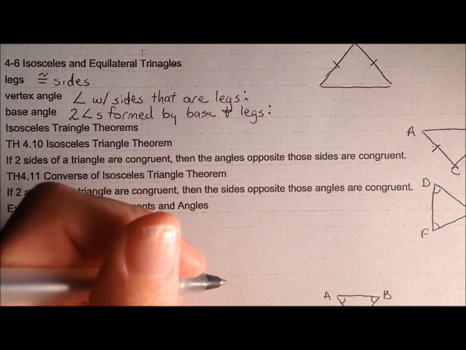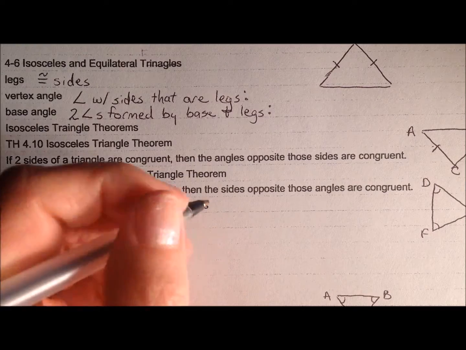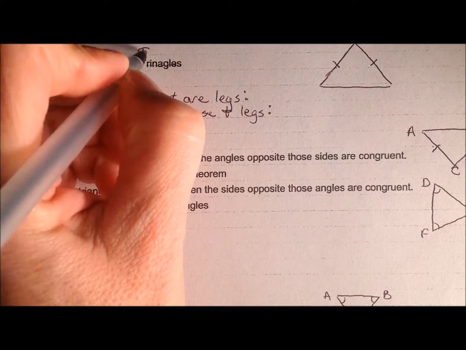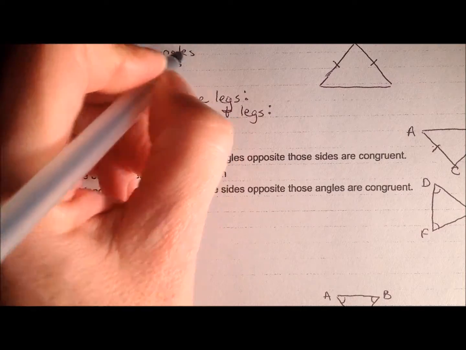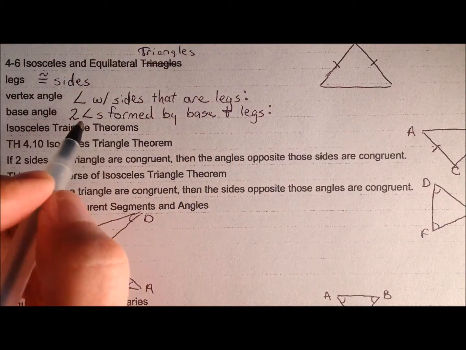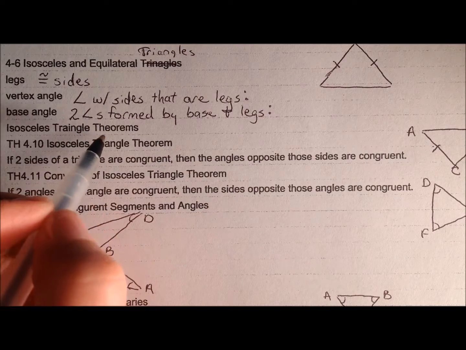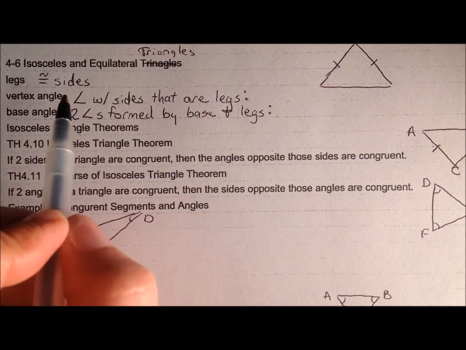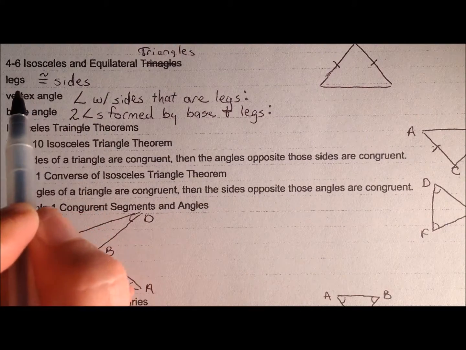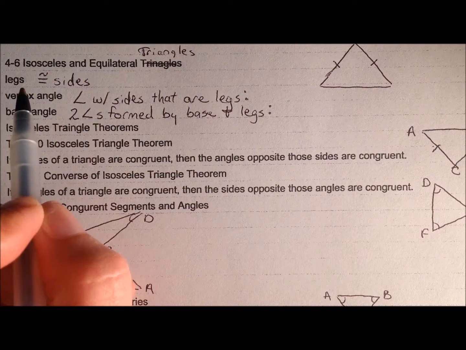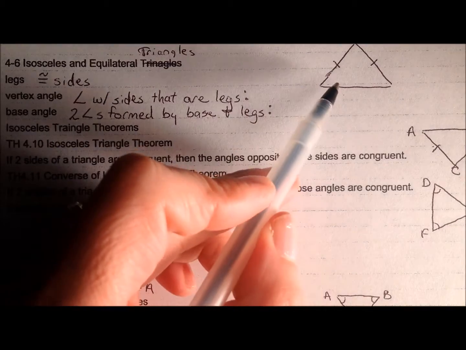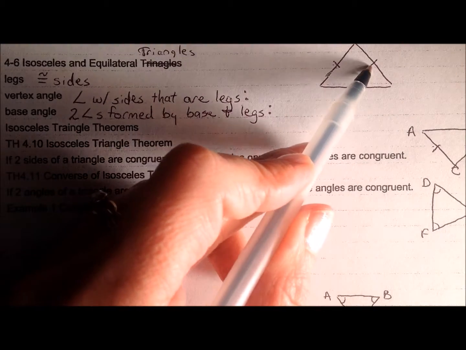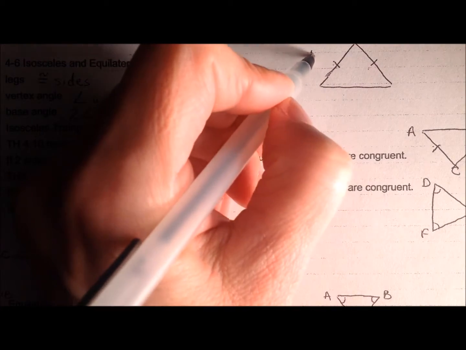This is section 4.6, isosceles and equilateral triangles. Let's spell that correctly. So some terminology here. With our equilateral and isosceles triangles, we have legs on our triangles, and these are the congruent sides. So in this triangle here, these two sides are our legs.